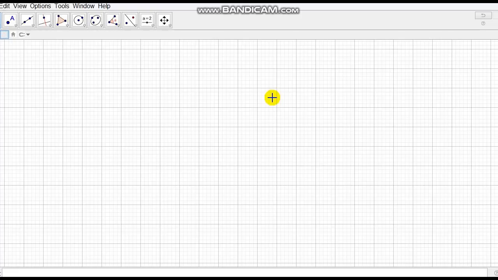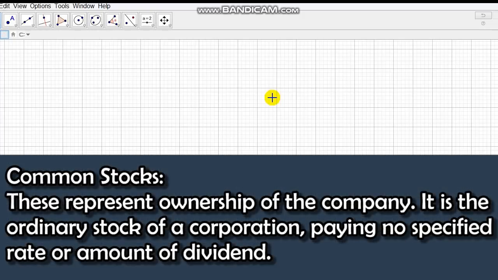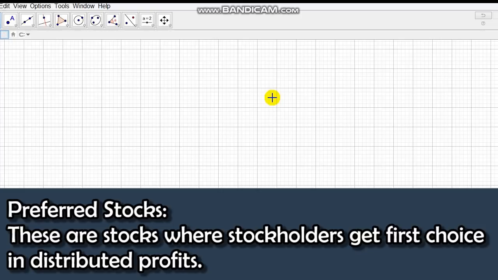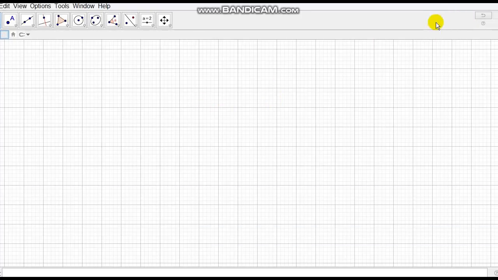Now, there are two kinds of stocks. The common stocks represent ownership of the company. It is the ordinary stock of a corporation paying no specified rate or amount of dividend. While the second one is the preferred stocks. These are stocks where stockholders get first choice in distributed profits.